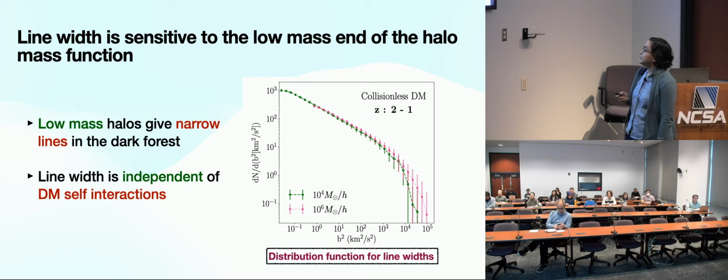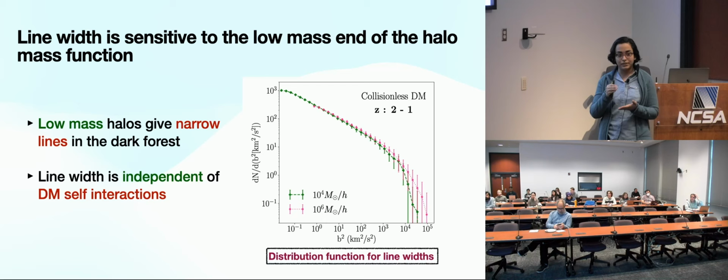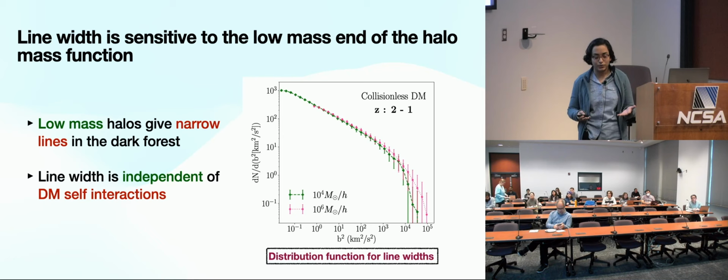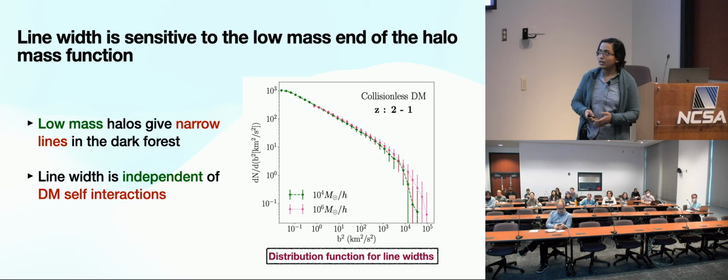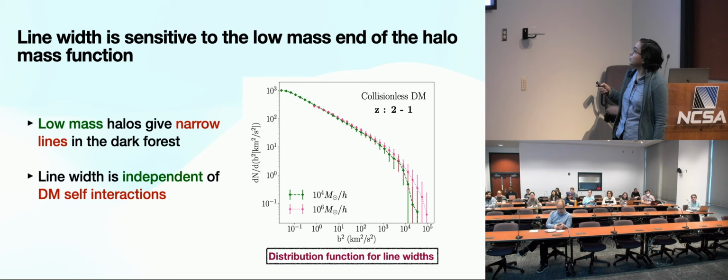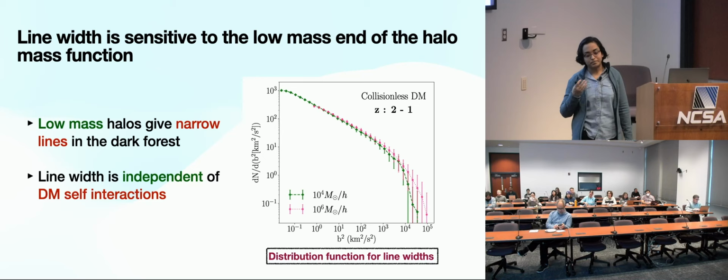The next thing we looked at was the line width. So an absorption line has an amplitude and it also has a width. And the width of these lines is decided by the temperature of the halo. So if we have a lower cutoff on the halo mass function, we have smaller mass halos, which have smaller temperature. So the histogram extends to lower values of line width. So in this sense, the dark forest is a new window to understand the large-scale structure in our universe.